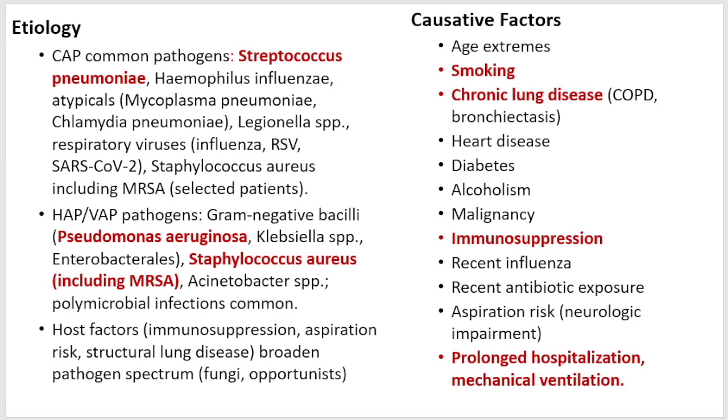The host factors include immunosuppression, aspiration risk, and structural lung disease, broadening the spectrum to include fungi, non-tuberculous mycobacteria, and certain opportunistic bacteria or pathogens. The risk factors include age extremes like infants and the elderly, smoking, COPD, and bronchiectasis. Comorbidities include heart disease, diabetes, alcoholism, and malignancy.